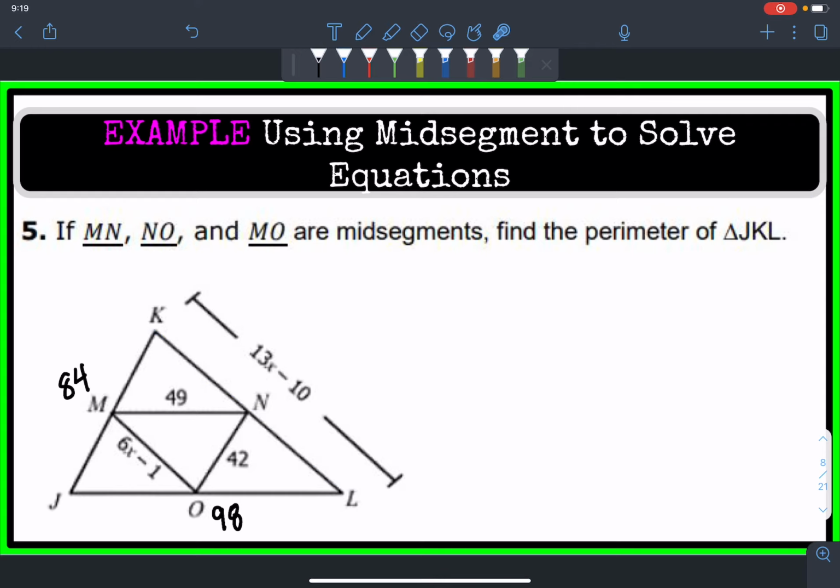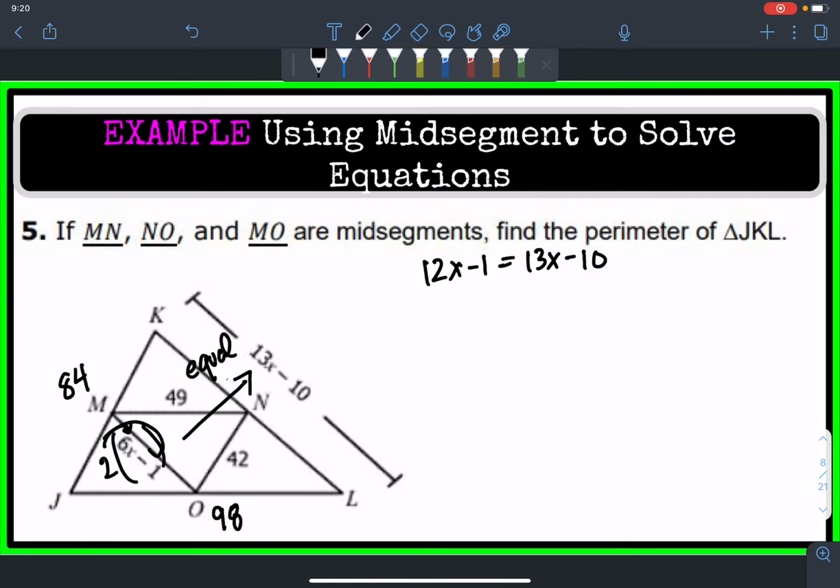And as you see right here, we're not given any numerical value on any end, we're given an expression. So the way that these two things are going to equal each other is by multiplying this by 2 and setting it equal to its parallel side, the third parallel side. So multiplying 6 by 2 and 1 by 2, that's going to be 12x minus 1, and that's going to equal 13x minus 10.